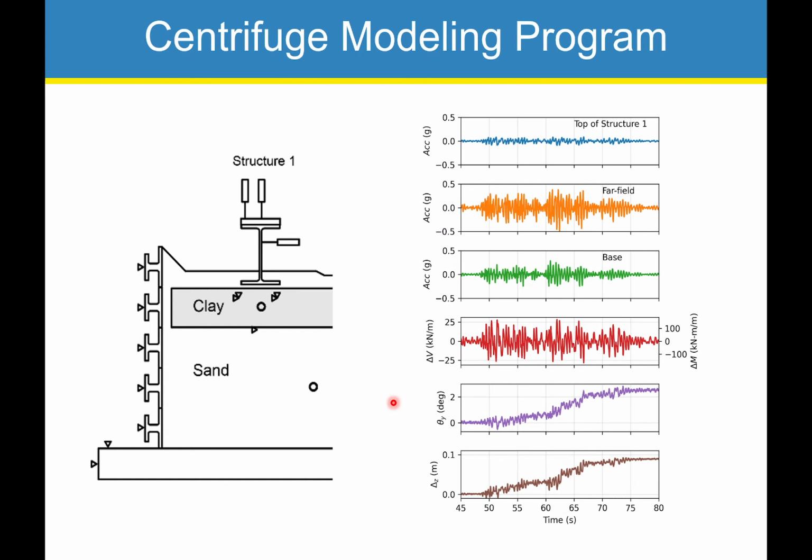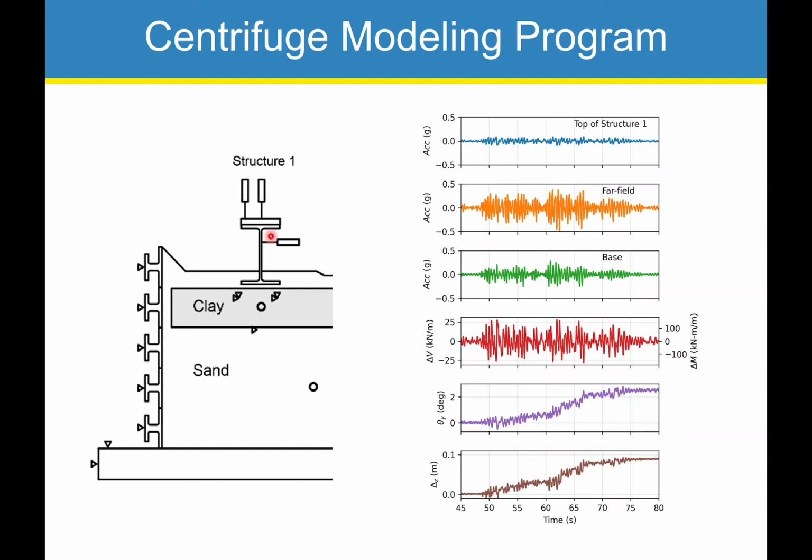This is an example response for one of those ground motions. So here's the acceleration at the base of the model. You can see that the ground motion was amplified through the soil column, so the shaking intensity in the far field was higher. And then here's the shaking at the top of structure 1.